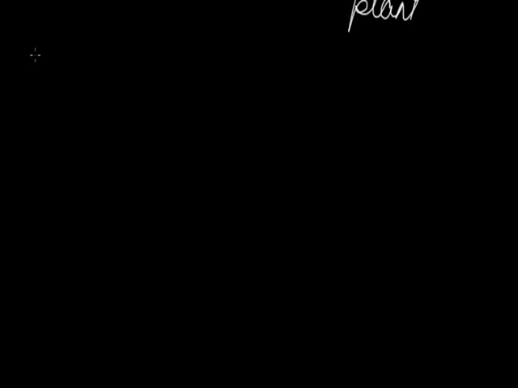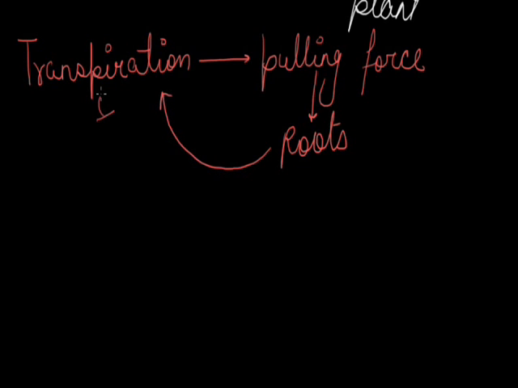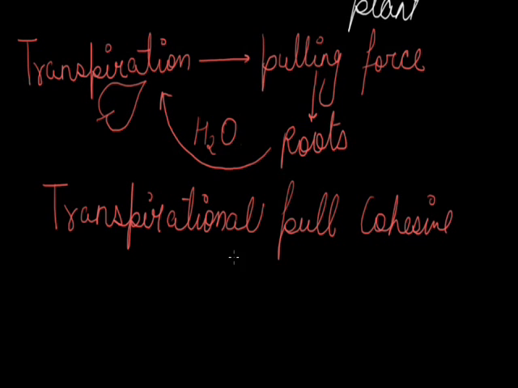So if the water is transported, that means transpiration is performing. Due to transpiration, a pulling force is applied to the roots, due to which the roots provide water to the leaf from where the transpiration is occurring. That's why it is called the transpirational pull cohesive theory, because the force applied to pull the water from the roots is due to the cohesive force.